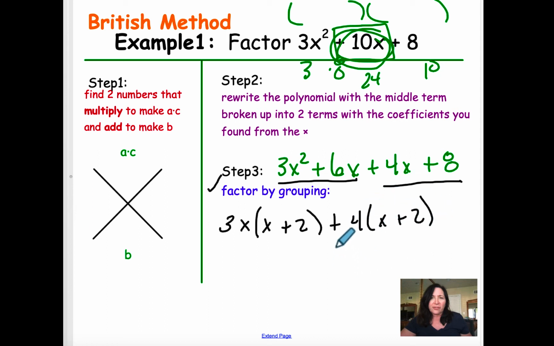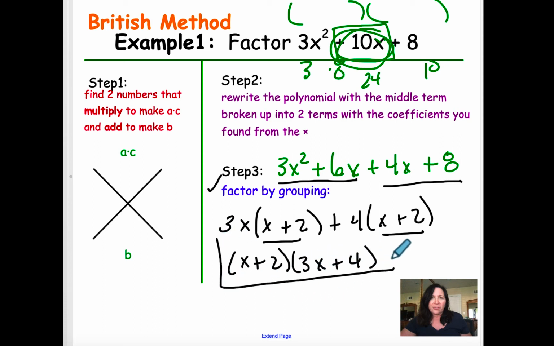And again, just like the previous page, when we're factoring by grouping, we definitely are trying to get this value. It's got to be the same value because we are going to factor that out. So now I've got x plus 2 times what's left, which is 3x plus 4.